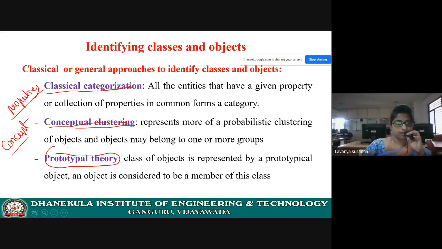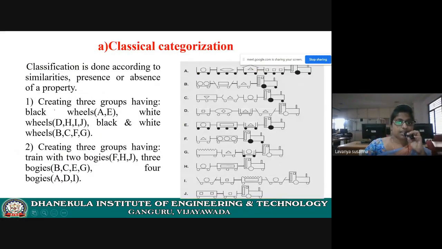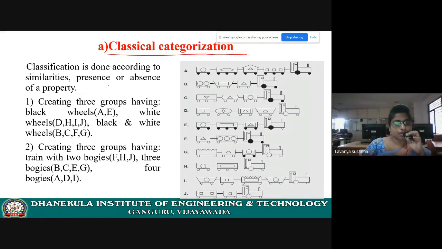Okay, now let us see classical categorization. If you are unable to draw this diagram, you can take another example. See the textbook, or you can see the internet. Your wish. Coming to classical categorization: you are grouping the classes based on some property. Here, see how I have grouped. I have grouped into three groups.